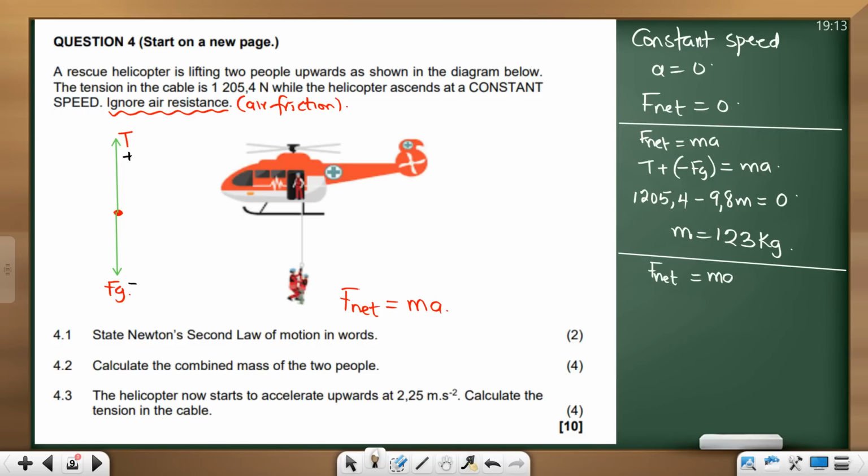But we are still using F net equals to ma. T minus Fg equals to ma. Are you done? 1, 2, 3, 9,8. 1, 2, 3, 2,25, right? Okay, share your answers. I don't know tension, right? Share your answers with me.